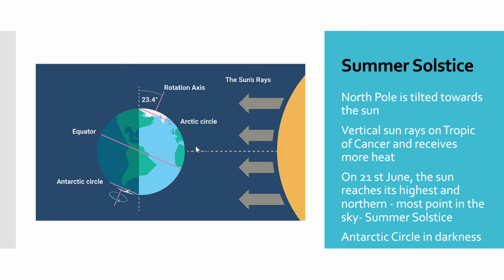Now on 21st June, the sun reaches its highest and northernmost point in the sky. So this day is known as summer solstice. Now solstice means unequal length of days and nights. During this time, you can see the Arctic Circle is in full light, whereas the Antarctic Circle is in complete darkness. So when this area will be having its summer, they will have winter.